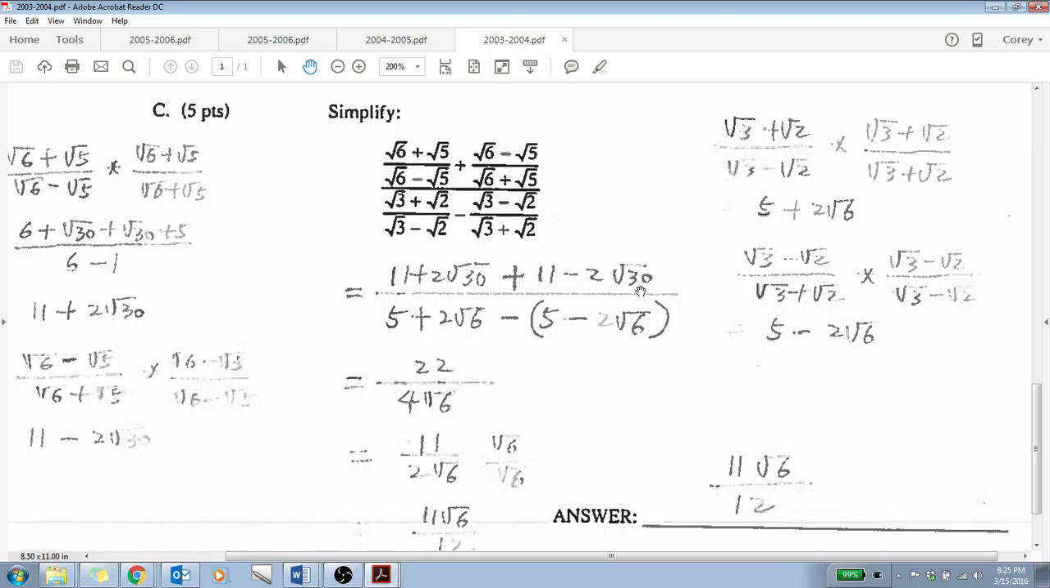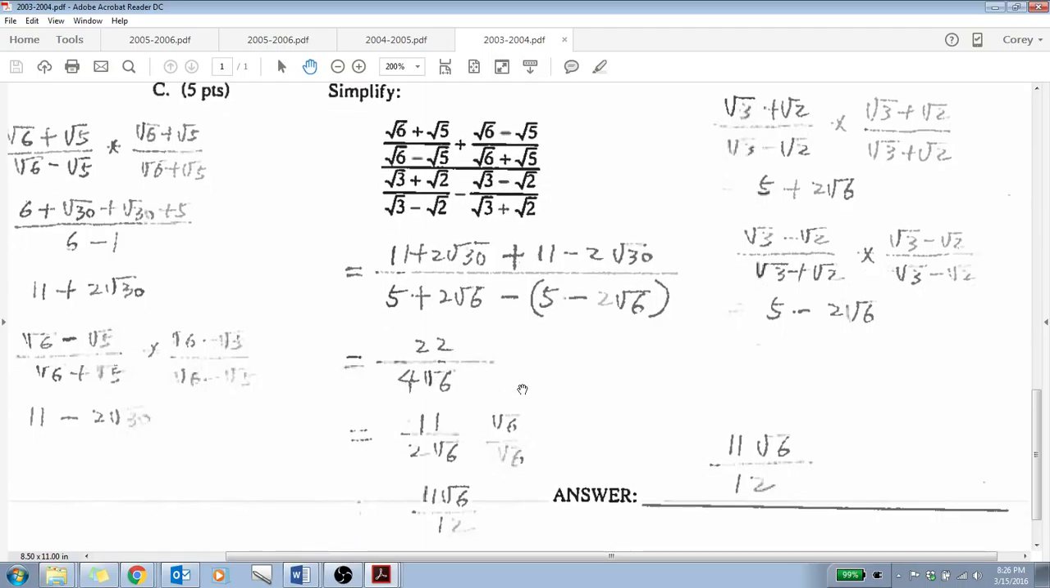And then the other side, the square root of 3 minus square root of 2 over square root of 3 plus square root of 2. When I rationalize that, I'm going to be left with 5 minus 2 square root of 6. So the denominator, I'm left with 5 plus 2 square root of 6 minus 5 minus 2 square root of 6. So the 5 minus 5 will cancel, I'm left with 0. 2 square root of 6 minus a negative 2 square root of 6 leaves me with 4 square root of 6. So I have 22 over 4 square root of 6. I can reduce that. I'm left with 11 over 2 square root of 6.